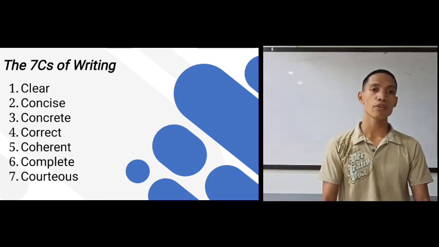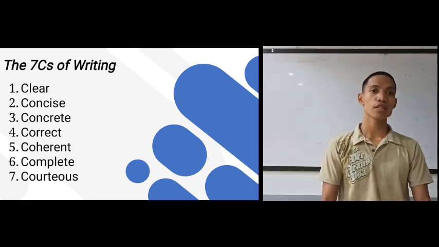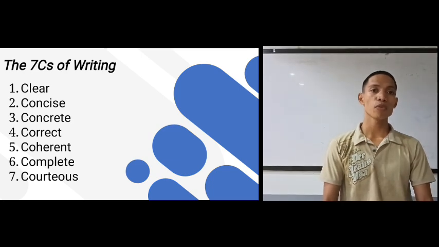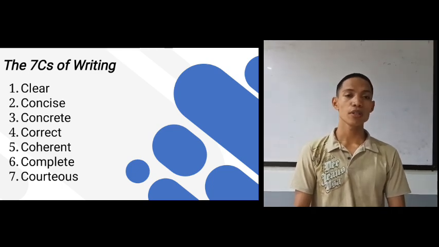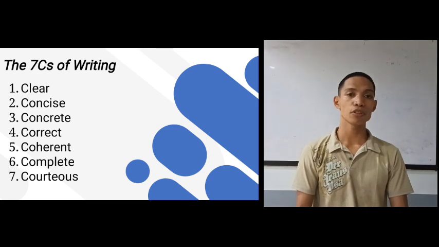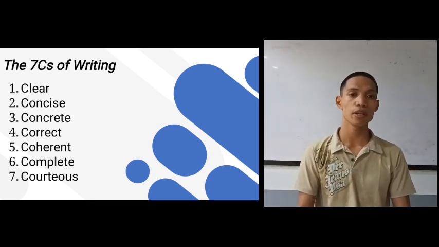The next is coherent. In order for your audience to follow your thought process, you must organize your message in an orderly manner where they can follow your ideas. The next is courteous. You must remember that your audiences are humans just like you, so you must approach them with an amiable tone so that they will open up to you and they will be willing to listen.